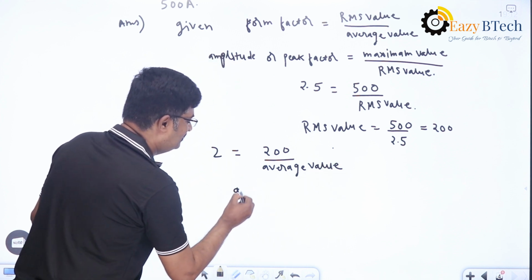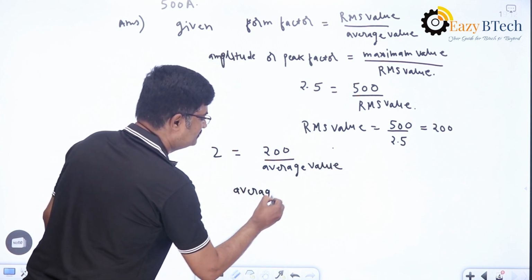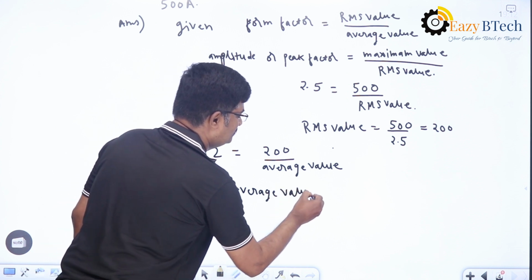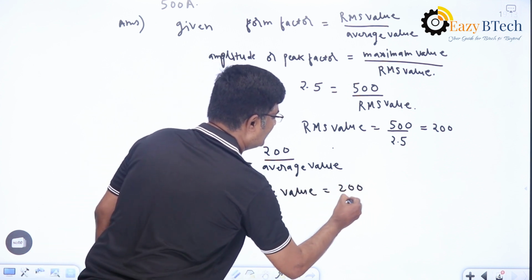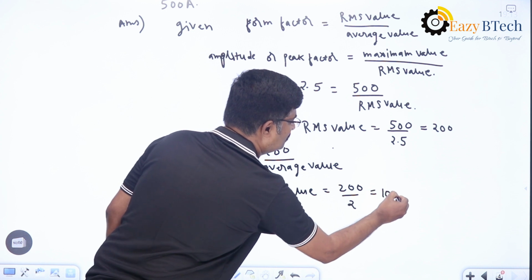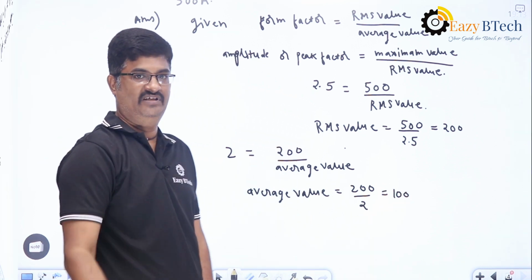So here what will happen? My average value is equal to 200 divided by 2, which is equal to 100. This is my average value.